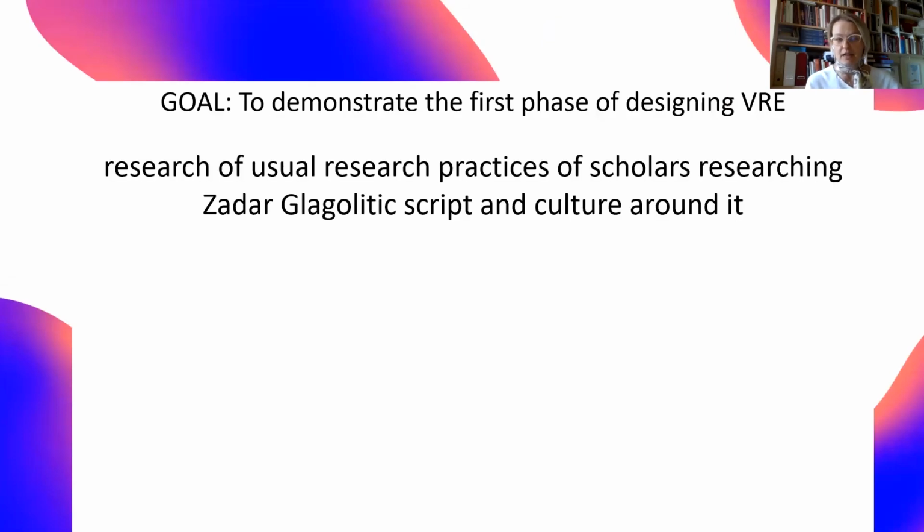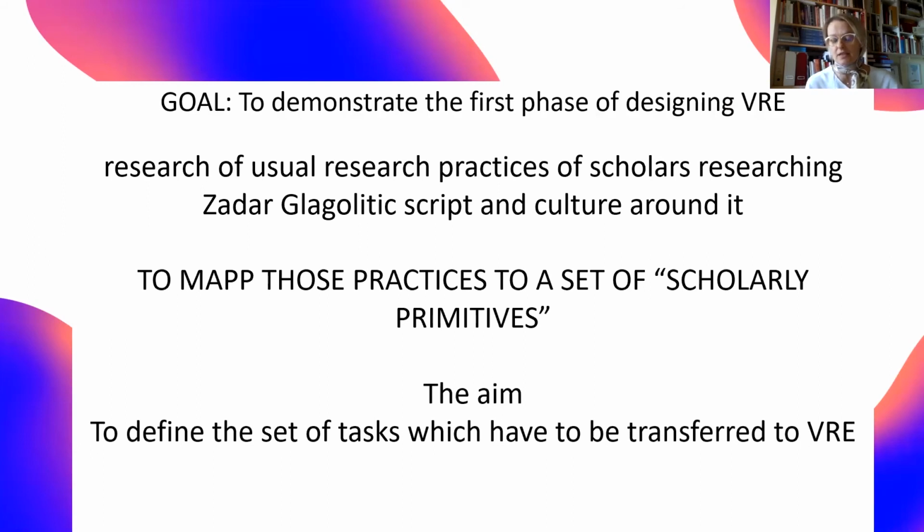The goal of this presentation is to demonstrate the first phase of designing a virtual research environment within this project. Namely, it is to research the usual research practices of scholars researching Glagolitic script and the whole culture around it. To design it, we had to map those practices to a set of scholarly primitives, with the aim to define the set of tasks which we have to transfer to the environment in order to help the rather conservative Glagolitic research community start to use new digital methods in their research of Glagolitic script.